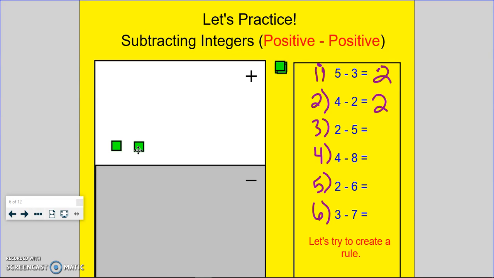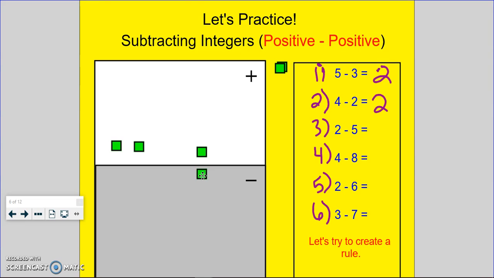So we said I can add a 0 pair to the mat, and it will not change the mat's value. I started with positive 2. I've added 1 0 pair, but because that 0 pair cancels each other out, the positive and negative cancel out, the value on my mat is still 2. I have more cubes on my mat, but the value is still 2.